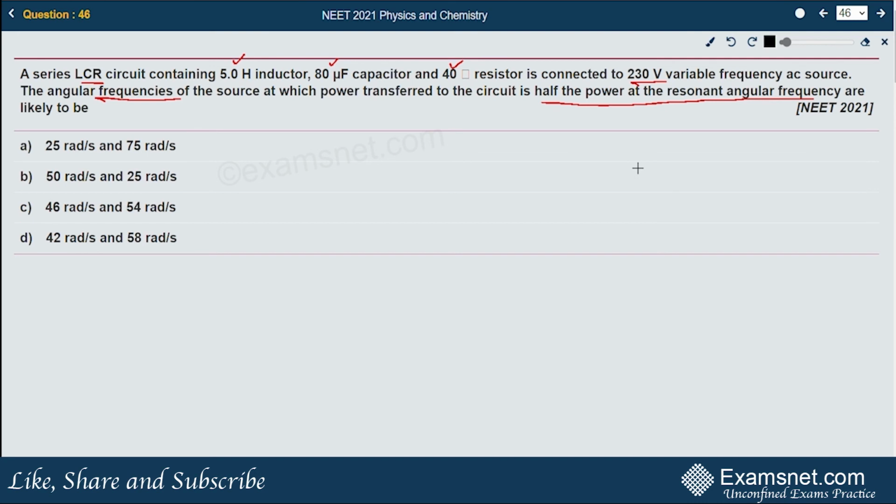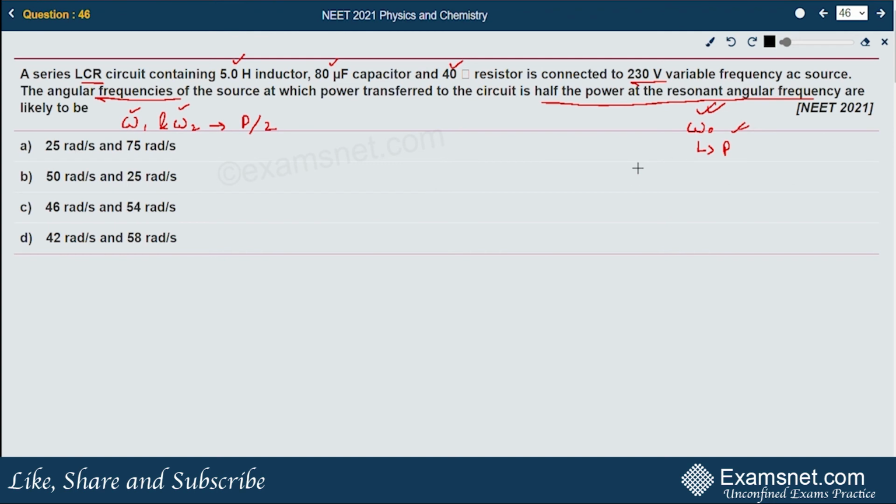Here we should understand first that there are two types of frequencies. First one is the resonant angular frequency, written as omega naught, and the second one is the half power frequencies, written as omega 1 and omega 2. So there are two half power frequencies. And what are half power frequencies? These are the frequencies at which the power transfer to the circuit is half the power at resonant angular frequency. That means if the power at omega naught is P, then the power at half power frequencies will be P by 2. Got it? So we have to determine omega 1 and omega 2 according to this question.